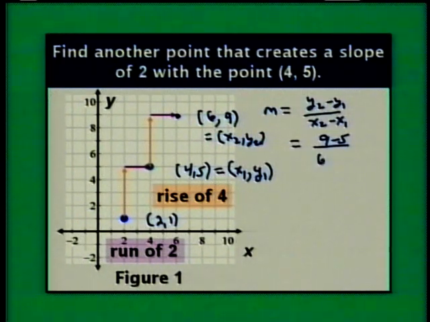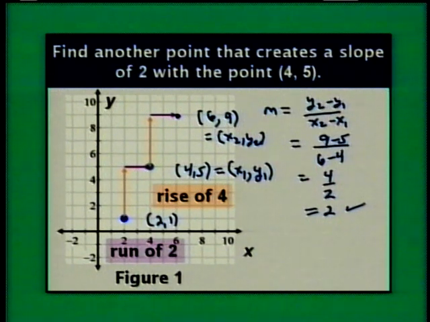I have 6 minus 4 in the denominator. 6 minus 4 is 2. That's the run between the 2 points. This is 4 over 2, which is 2. My slope checks. Now, something else that I'm observing about these 3 points is that they appear to lie on a common line.